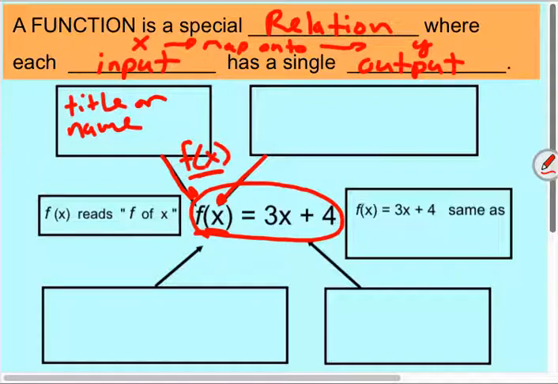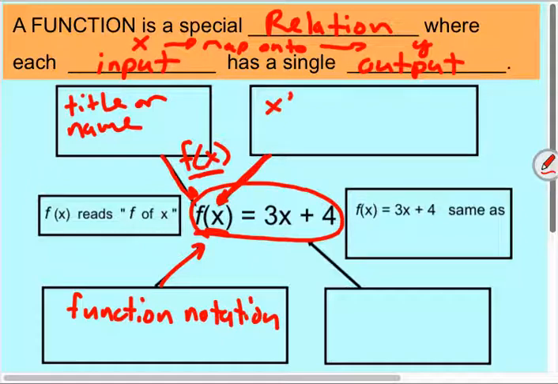This is how it's written in function notation. But with a little line coming down to the x, the x is your input value. It's the input of the function, we'll say.